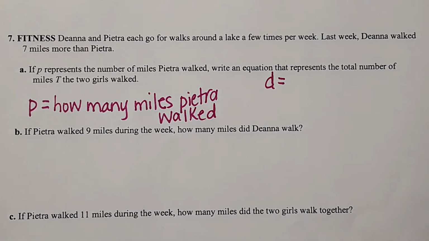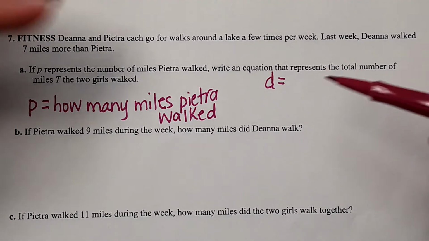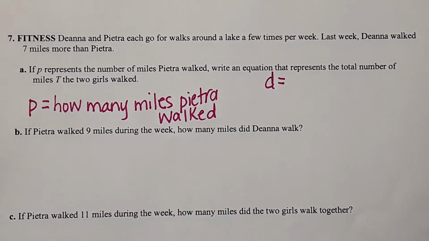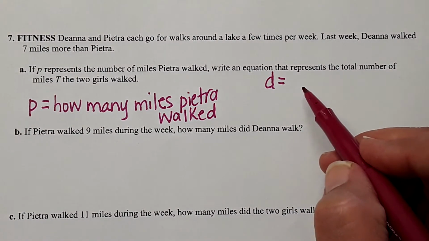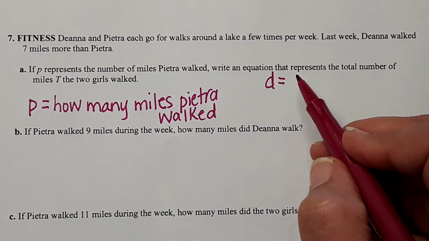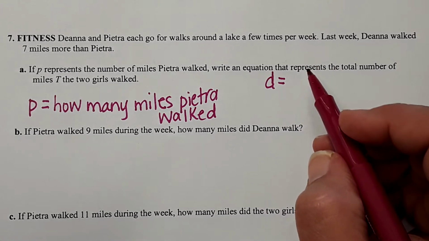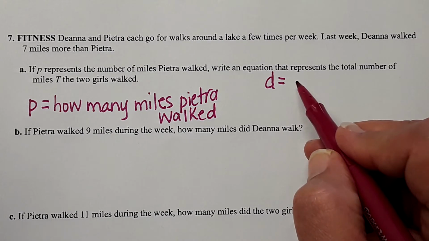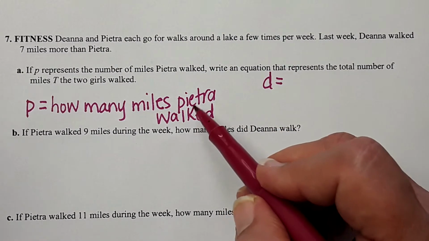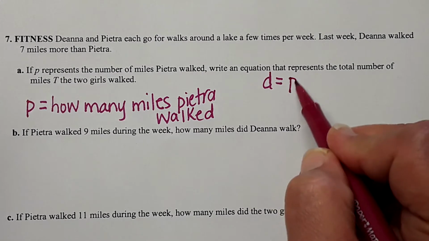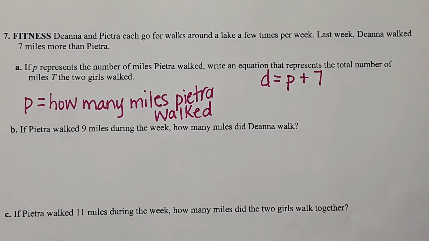What does D represent? Because before we can get to it, we know that P is the number of miles Petra walked. What does D represent? How many miles Deanna walked, but what does Deanna equal? Deanna walked 7 miles more than Petra, so what would that be? How would we represent D? With a variable and a number. So Deanna is what? She walked how many more miles than Petra? 7. So we're going to write P plus 7, because we don't know how many miles Petra walked, but we know that Deanna walked 7 more miles than she did.